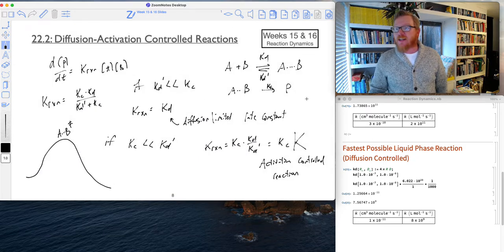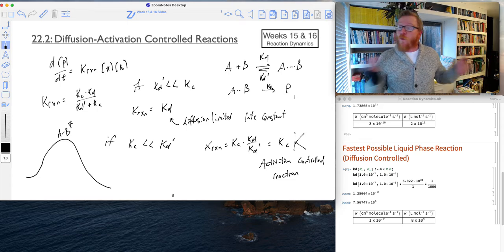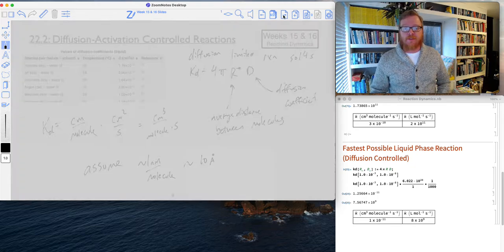And remember, I talked about this, right? That if the encounter pair does a really good job of stabilizing those molecules and really minimizing that activation energy, then diffusion is the only rate limiting step. Well, that might not always be the case in solution chemistry, right? It might not be the case.